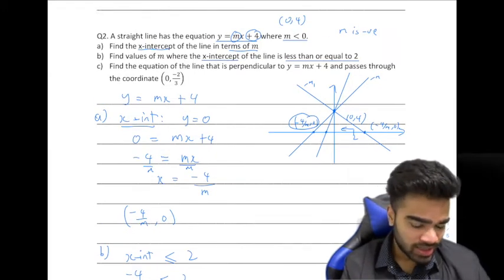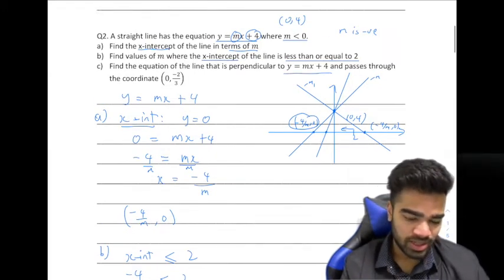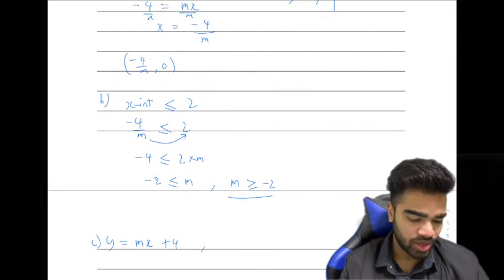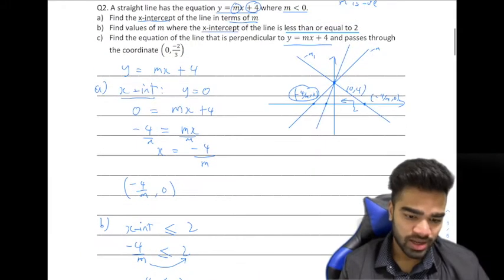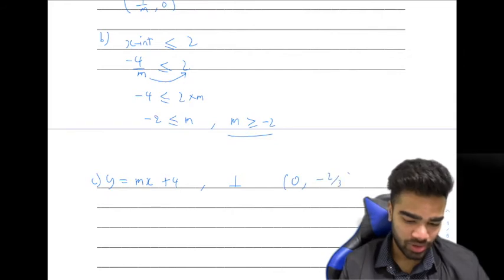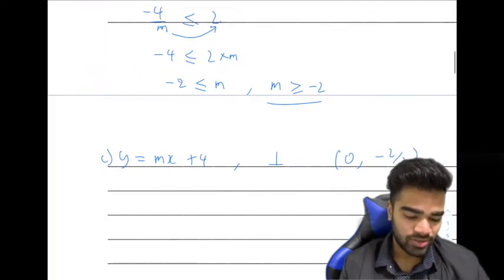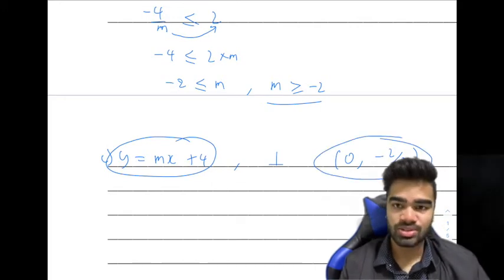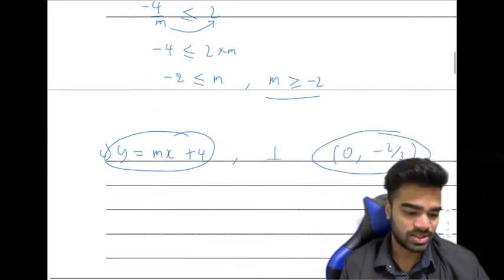All right, it's saying the equation of the line that is perpendicular. So part C: the line is perpendicular to y = mx + 4. We need to find the perpendicular line that passes through the coordinate (0, -2/3). So we need to find the line that is perpendicular to this line and has to go through this coordinate. Those are the two conditions part C is asking for.